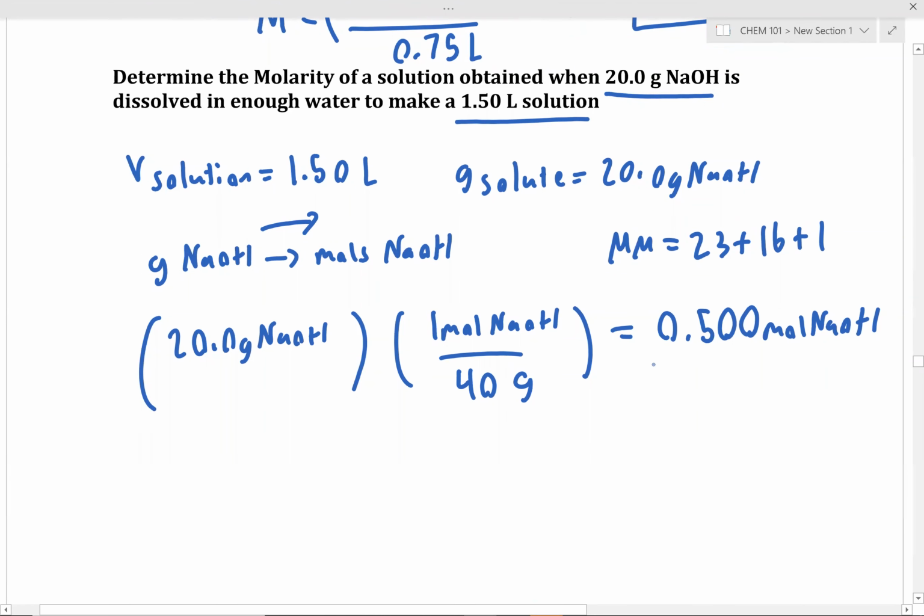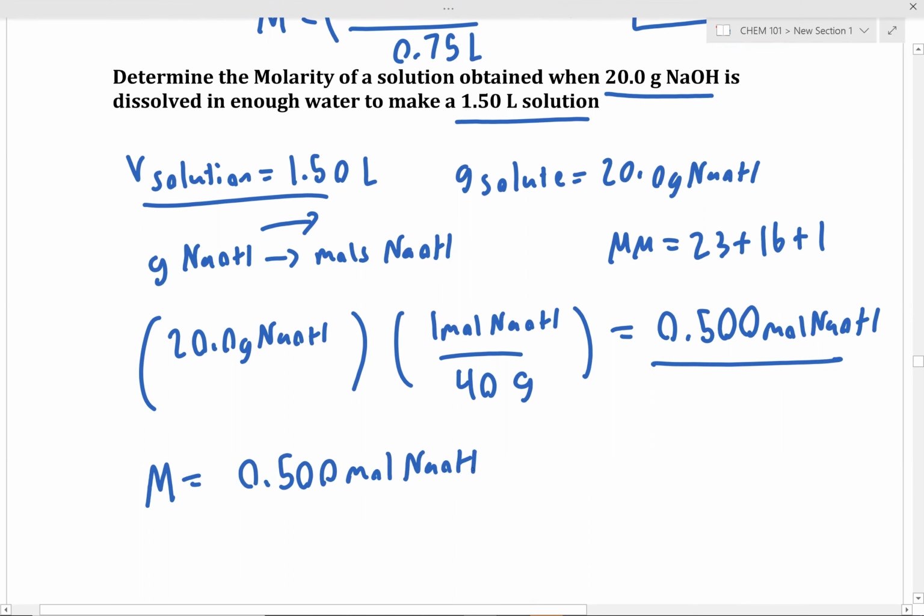Now that we have the moles and the volume, we can calculate the molarity. So we take 0.500 moles of sodium hydroxide over 1.5 liters. Did we have to change anything about our units? Are we in units of mole per liter? Yeah. So then 0.5 divided by 1.5 gives us, just to make sure our sig figs are aligned with 1.50, 0.333 molar sodium hydroxide.